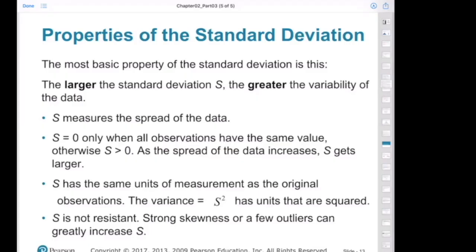Otherwise, S, the standard deviation, is always a positive number. It's not negative. Always S greater than 0 means always a positive number.